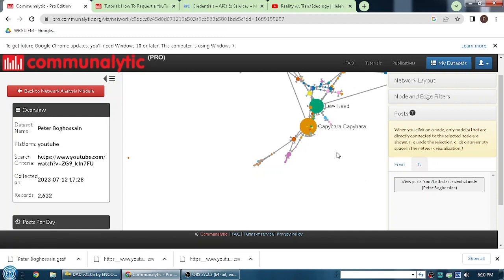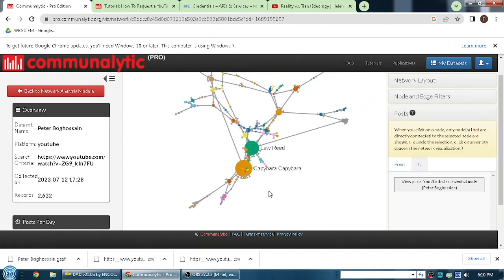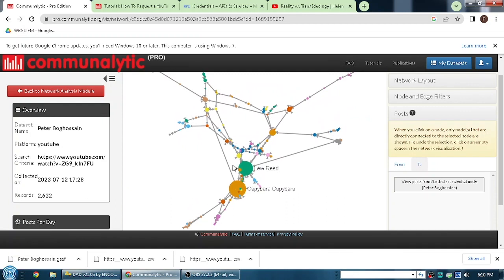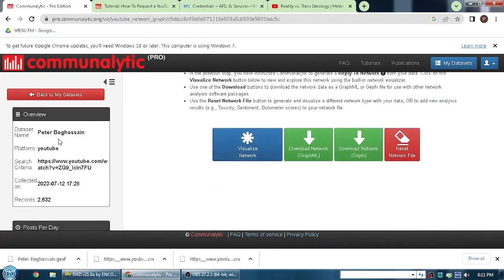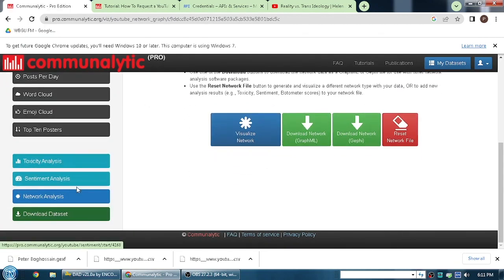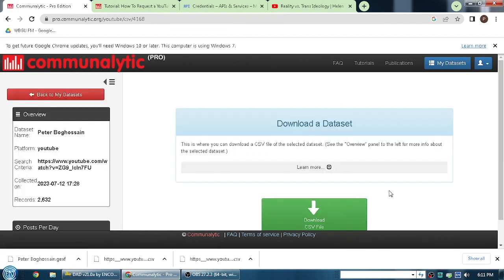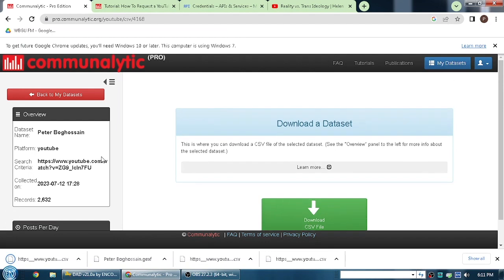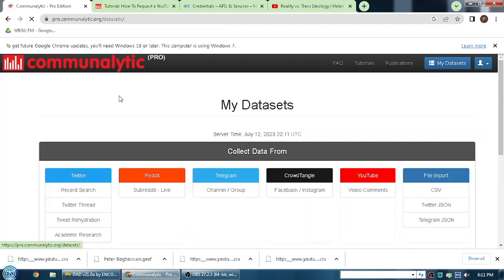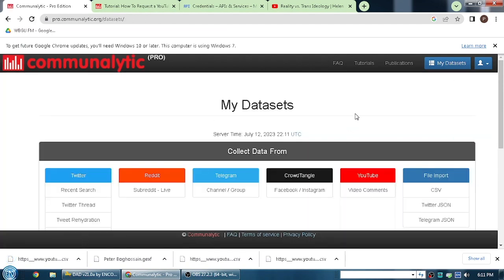Now, what does that mean? I don't know, but it could be really useful depending on what lens you're looking at, or what this research is being used for. All right, I'm going to go back to network analysis, and I'm going to download the full data set. And there you have it.